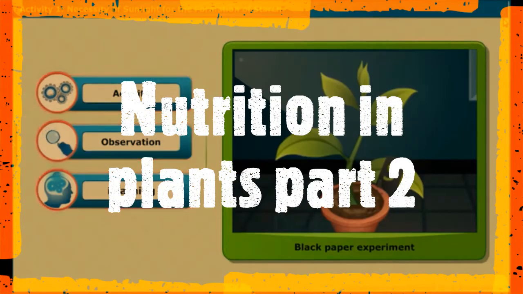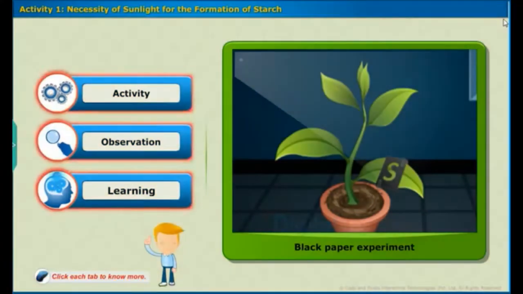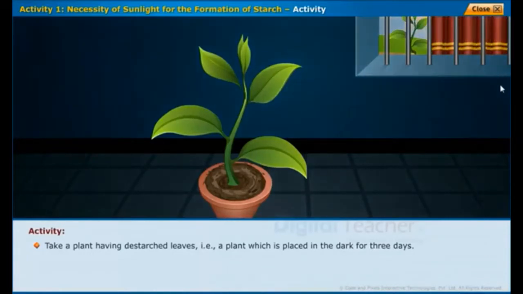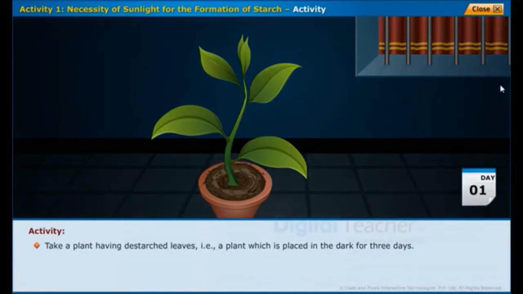Here, let us perform an activity to learn about the need of sunlight in the formation of starch. Click each tab to know more. Take a plant having destarched leaves, that is, a plant which is placed in the dark for 3 days.